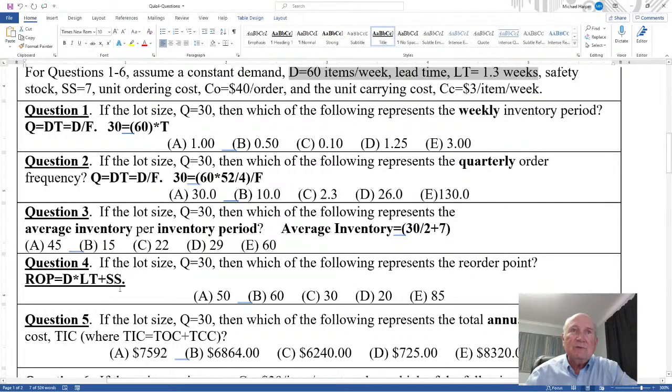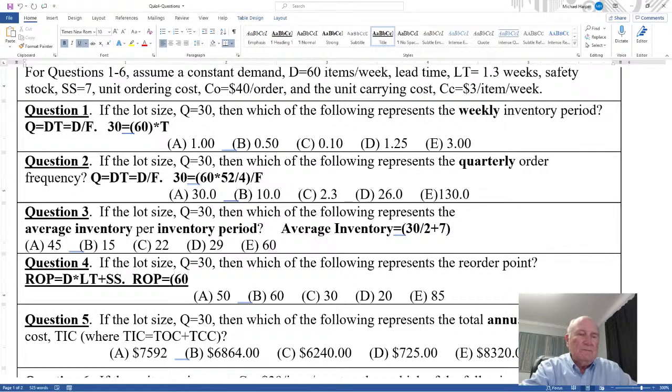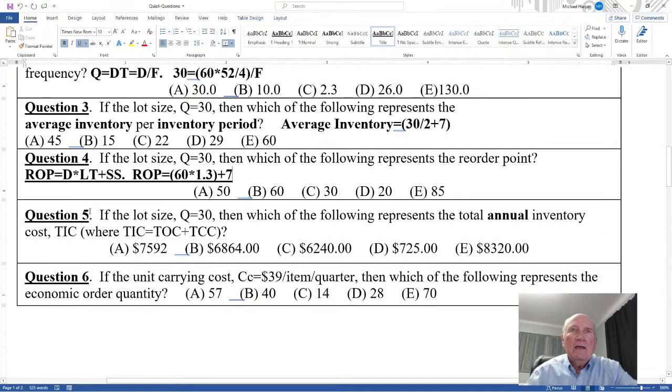So that's simply going to be our ROP, which will equal the 60, which is per week, times the lead time, which is 1.3. There's no transformations because the demand is in weeks and the lead time is in weeks, plus the safety stock, which is 7. Okay? And then which of the following represents the annual inventory cost?